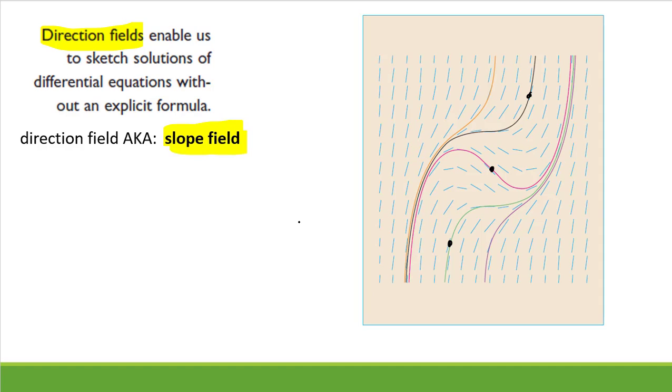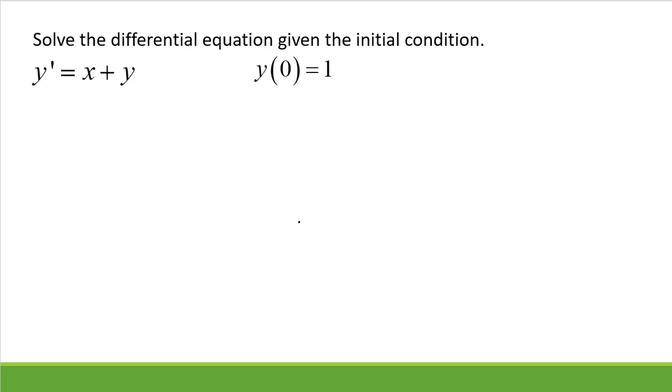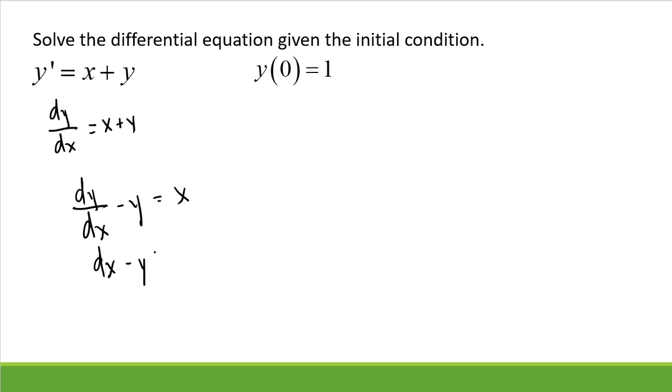Now, if we were to solve this differential equation using our initial conditions, dy/dx equals x plus y, and I like this idea of separation of variables. But there's no way for me to separate the variables. If I subtract the y over, I have dy/dx minus y is equal to x. Then I'd multiply by dx, and I'd have a dx here.